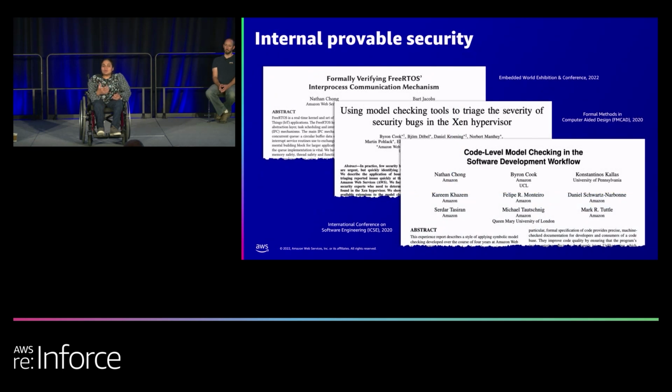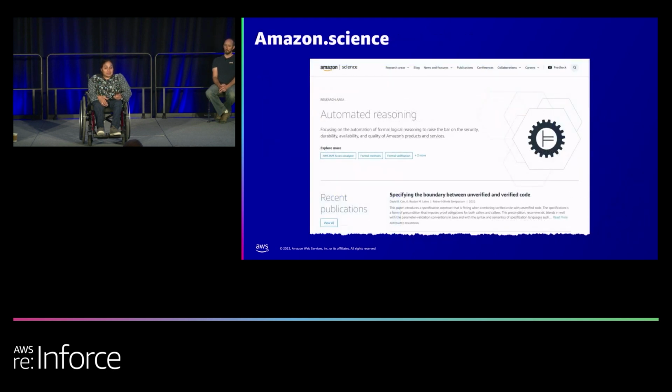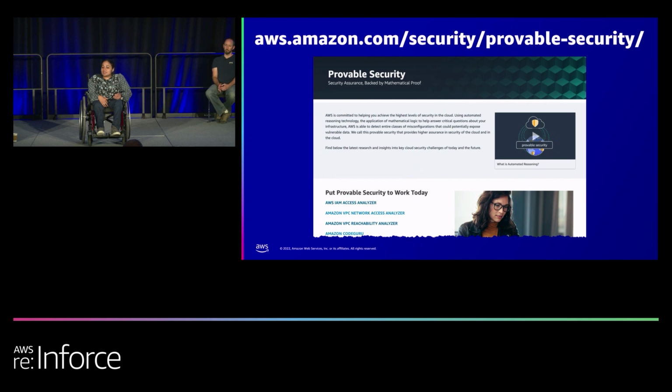I've been focusing a lot on the customer-facing provable security in this talk, but we've been doing a lot more in our own systems as well. In addition to policies and networks, we've used provable security to look at our own code and algorithms and protocols. If you want to know more, I would recommend going to the Amazon Science website, and specifically the section on automated reasoning. Here you'll find all our peer-reviewed papers. There's also a dedicated provable security website with links to blogs and videos.